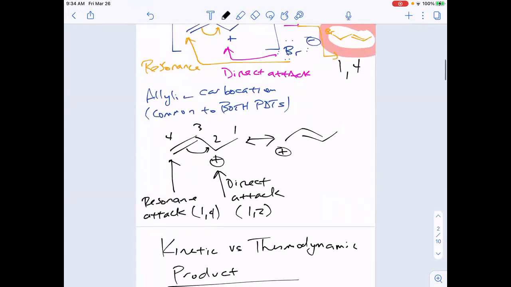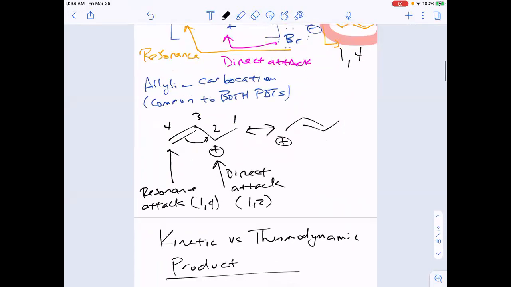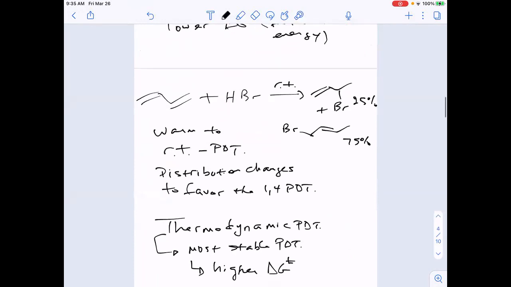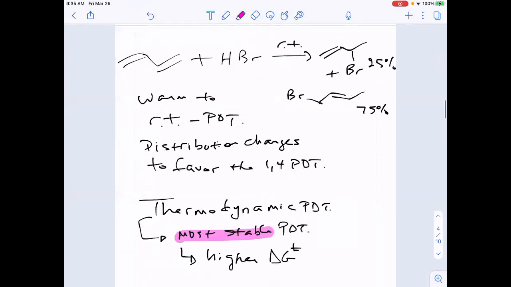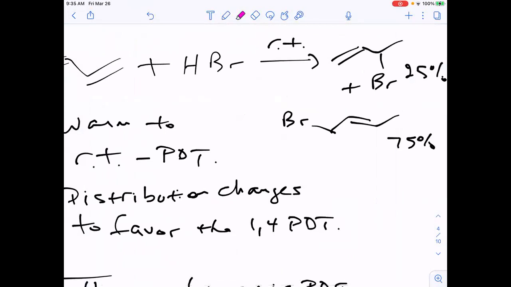All right. So down here, we can say that at higher temperatures, we open up the 1,4 pathway. And then the other part of this, when we say that it's the most stable product, if you look at the two products, how do we judge the stability of an alkene? By how substituted it is? Yes, that's exactly right. The substitution pattern.